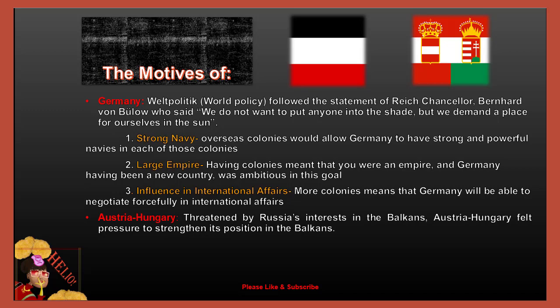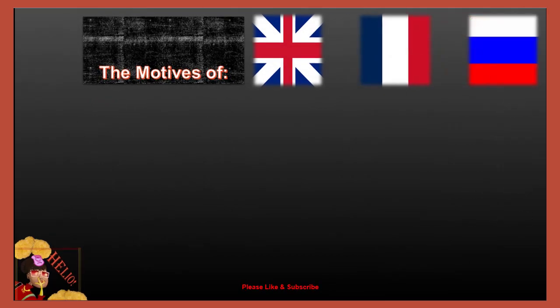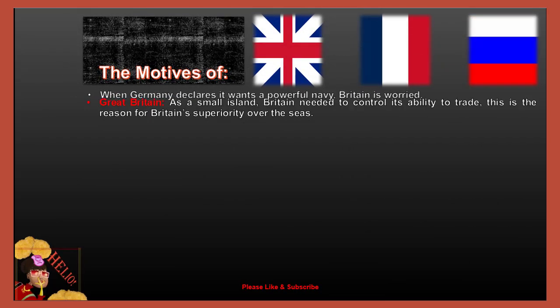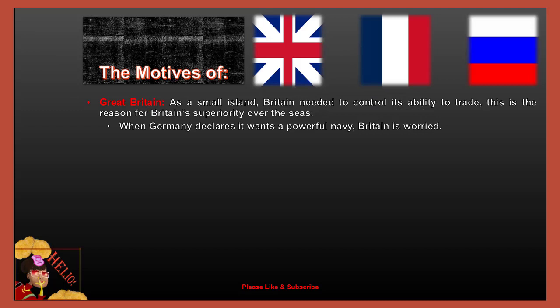Next up, we have the motives for imperialism for Great Britain, France, and Russia. So let's read the topic sentence. Great Britain. As a small island, Britain needed to control its ability to trade. This is the reason for Britain's superiority over the seas. So honestly, for decades, centuries really, Great Britain has been the queen, basically, of the seas because it had the strongest navy in the world.